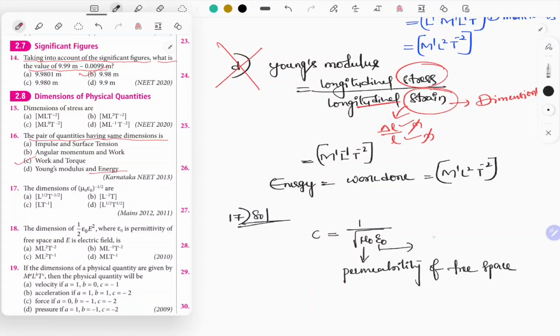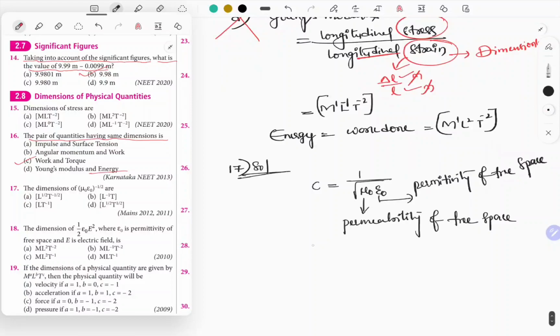And epsilon naught is the permittivity of free space. This terminology comes in the charges and fields and magnetism chapter. Epsilon naught is related with the electric field, and mu naught is related with the magnetic field. If you write down this formula, C is equal to (mu naught epsilon naught) whole power 1 by 2.